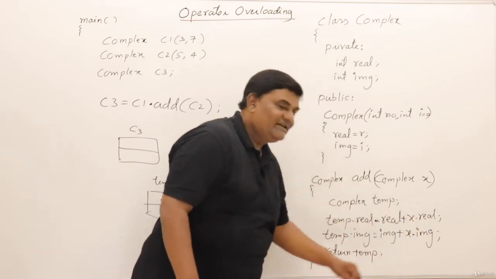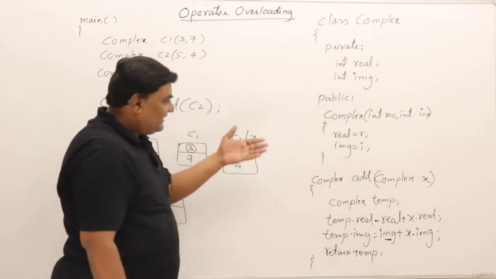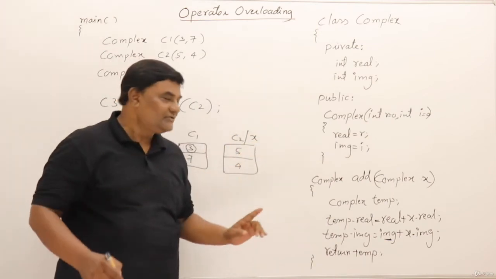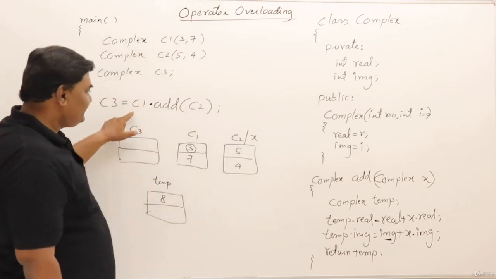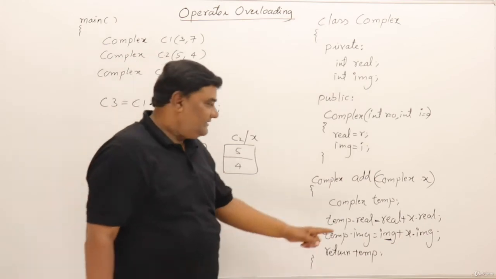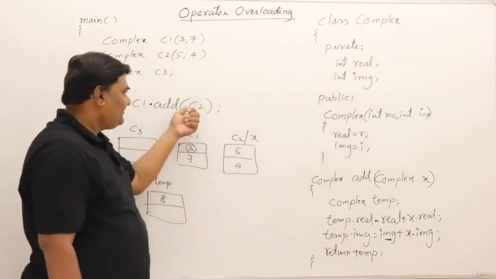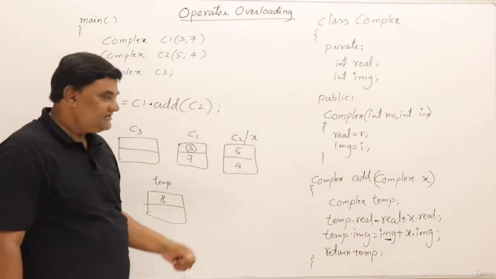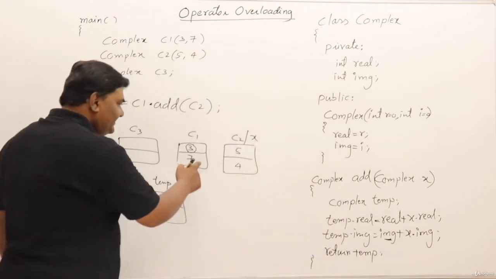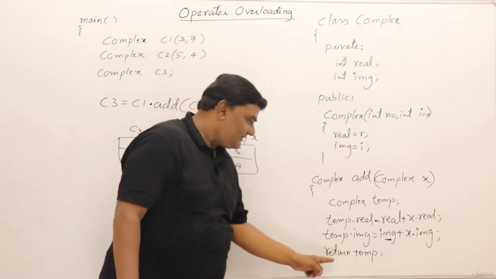Now the next statement is img plus x dot img. So first img, this one, whose imaginary is it? It belongs to the object on whom we have called this function. We have called that function upon C1, so that img belongs to C1. Then x dot img, that is imaginary. So x is this one, C2 we are passing as parameter, so its imaginary. They are added and the result is stored in temp's imaginary. So these two are added and it is stored here. Then the last line is return temp.